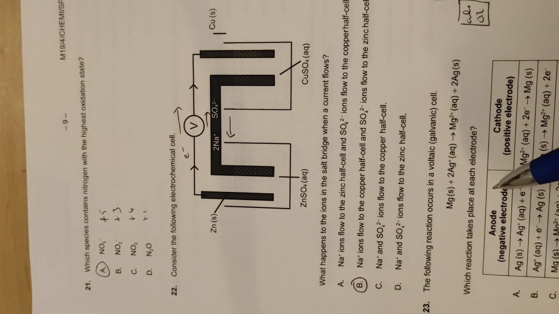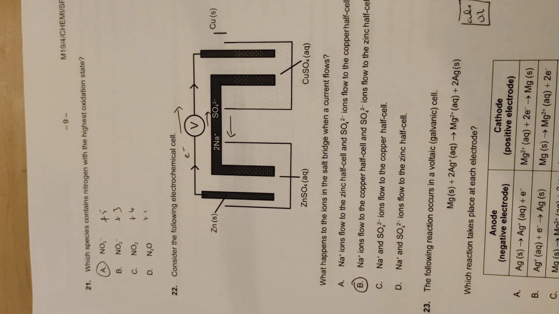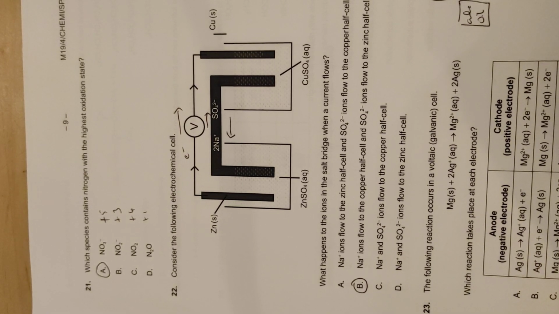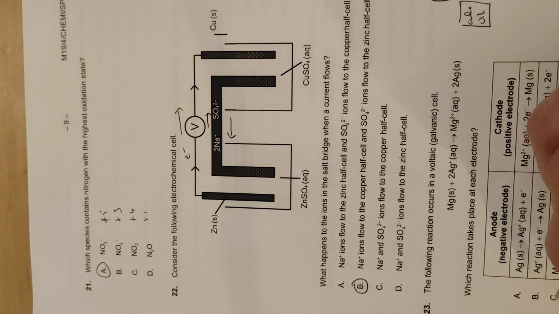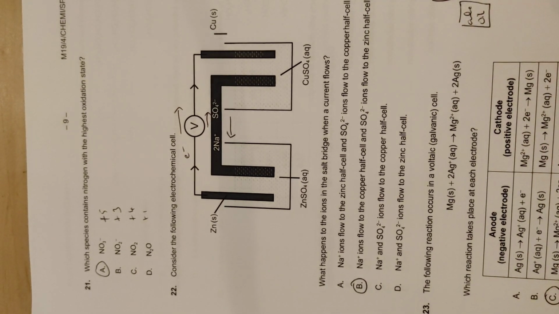So with the two metals, magnesium and silver, magnesium is the more reactive, so it will release electrons. At the cathode, the positive electrode, reduction always happens. Reduction is gain of electrons. So the answer is C.